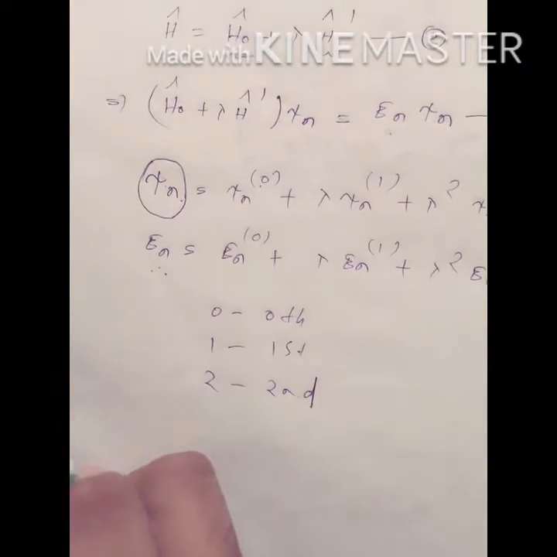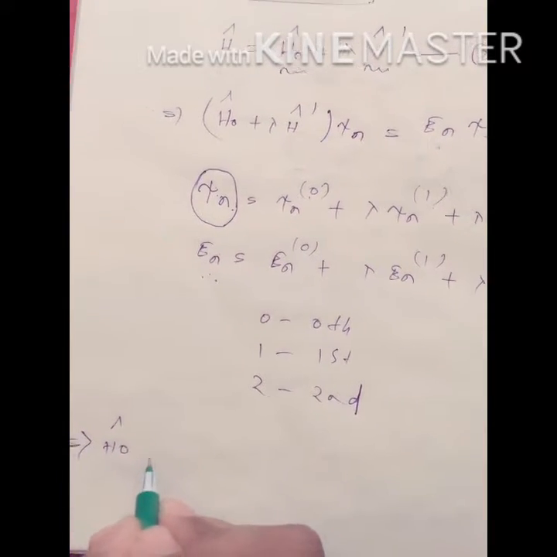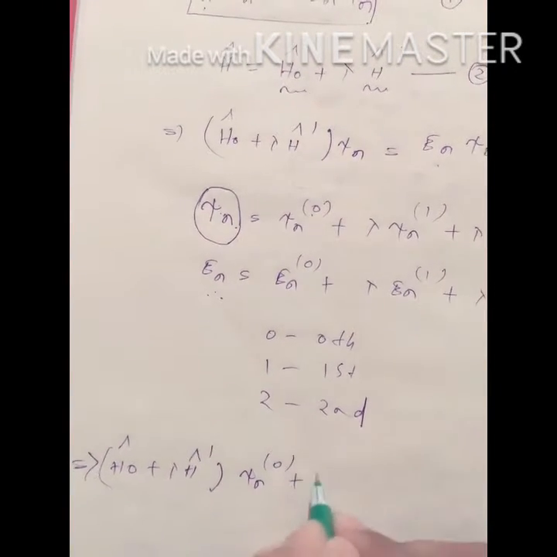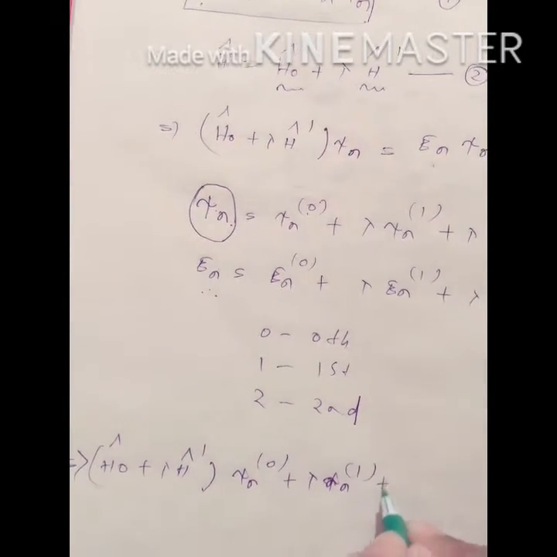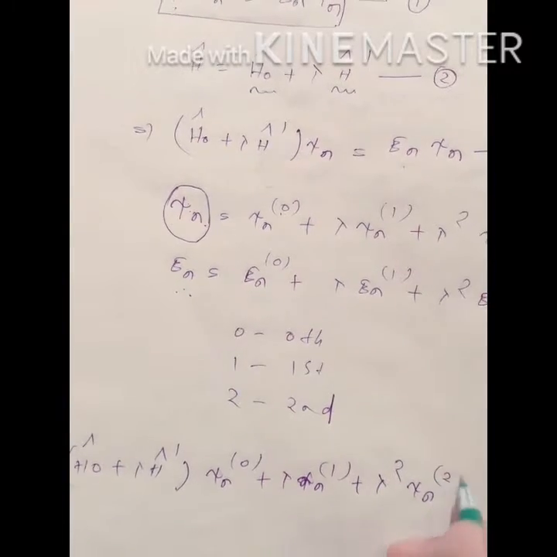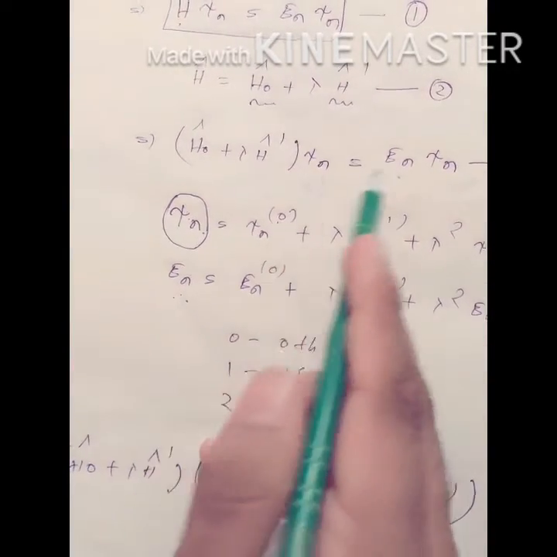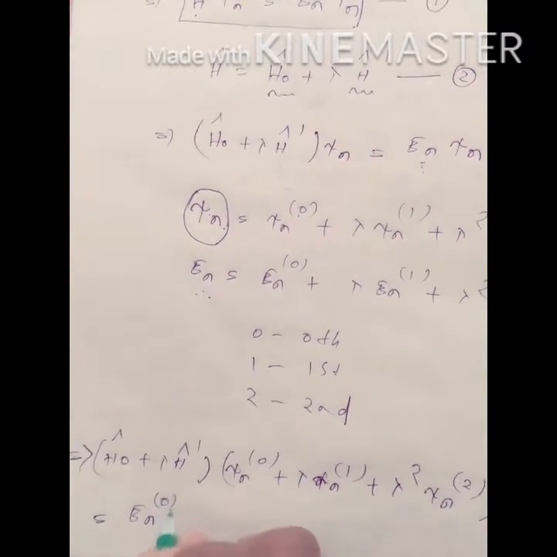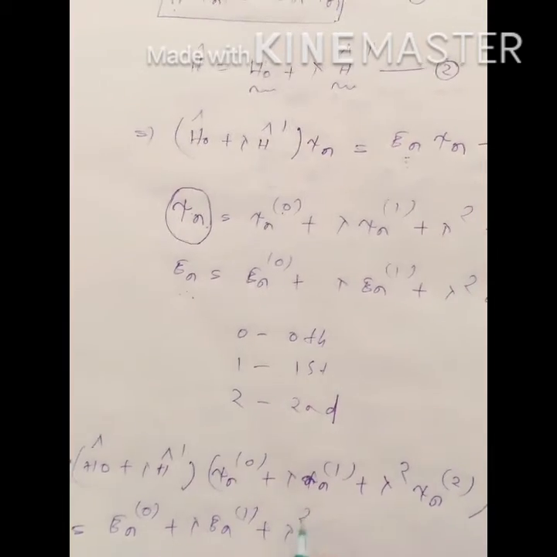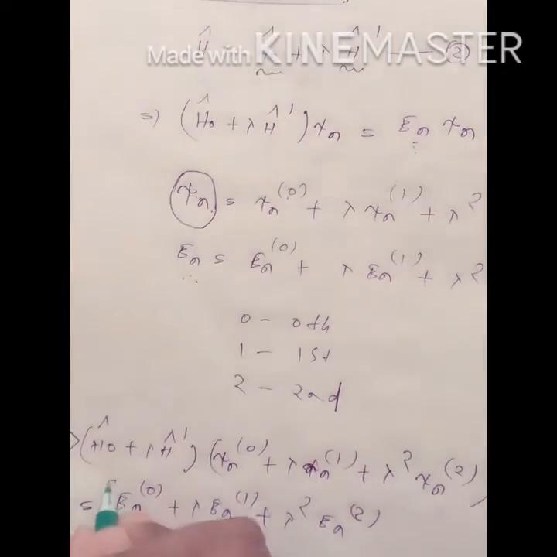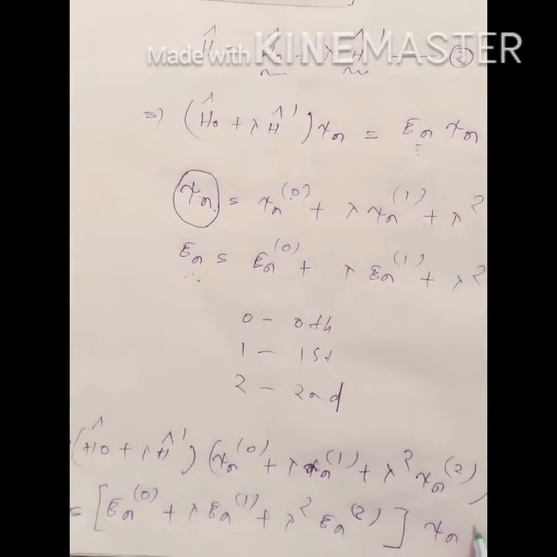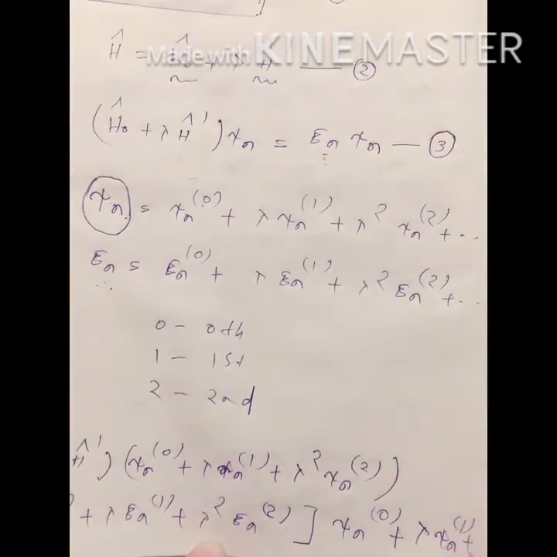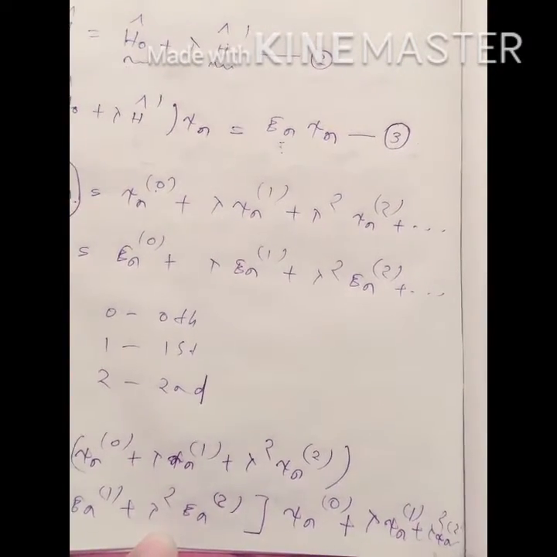Let us put these two, psi n and En, in equation number 3. So put H naught cap plus lambda H prime operating on psi n, whose power series is psi n0 plus lambda psi n1 plus lambda square psi n2, giving En, and we write the power series instead of En: En0 plus lambda En1 plus lambda square En2, with the same function psi n0 plus lambda psi n1 plus lambda square psi n2.